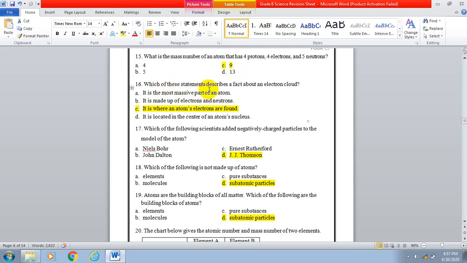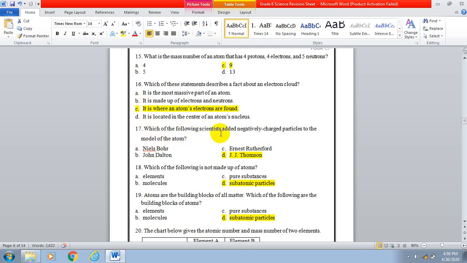Which of these statements describes a fact about the electron cloud? A. It is the most massive part. B. It is made up of electrons. C. It is where an atom's electrons are found. D. It is located in the center of an atom. So the C option is correct.